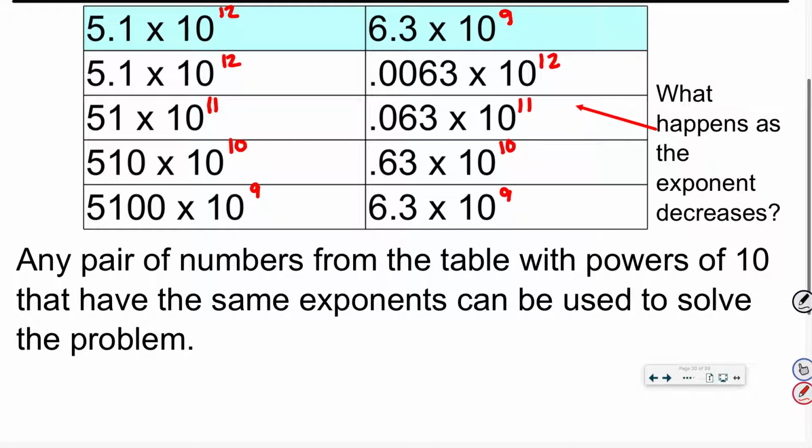Scientific notation. 5 tenths times 10 to the 10th. Subtract 0.6.